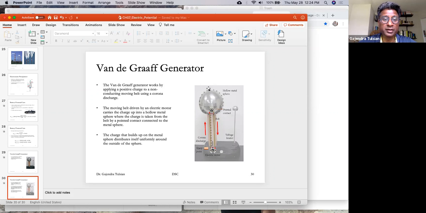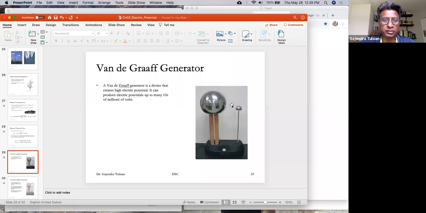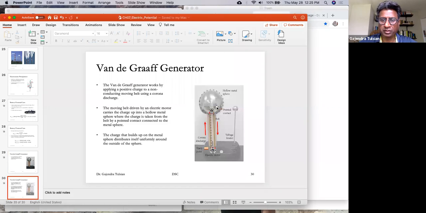So the sphere can be charged to quite a high voltage. Van de Graaff generator is a device that creates high electric potentials. It can produce electric potentials up to tens of millions of volts. Okay. So the larger the potential you want, the bigger the sphere needs to be. Okay. All right, that covers the topics from this chapter.